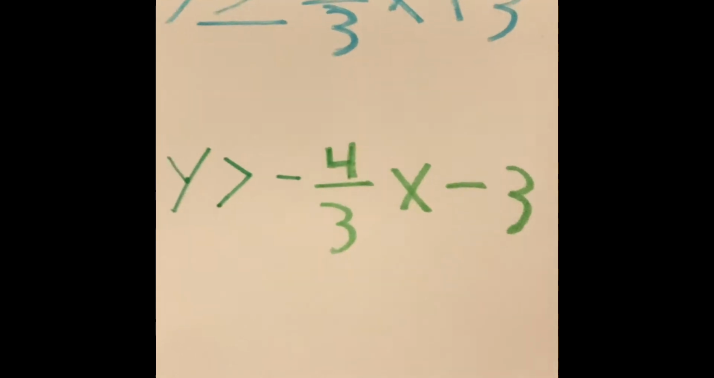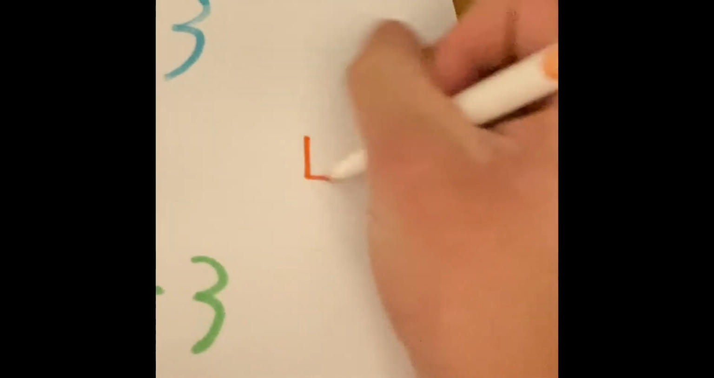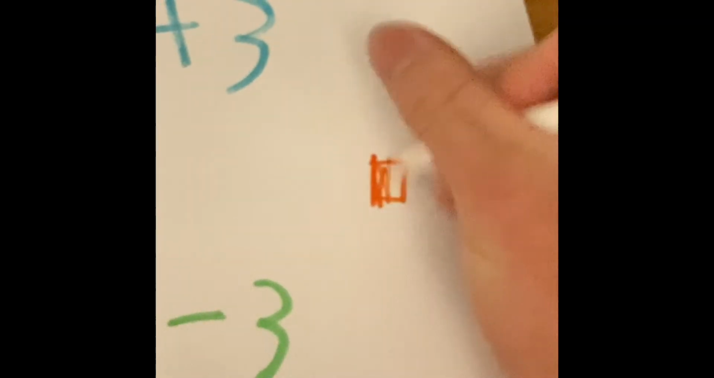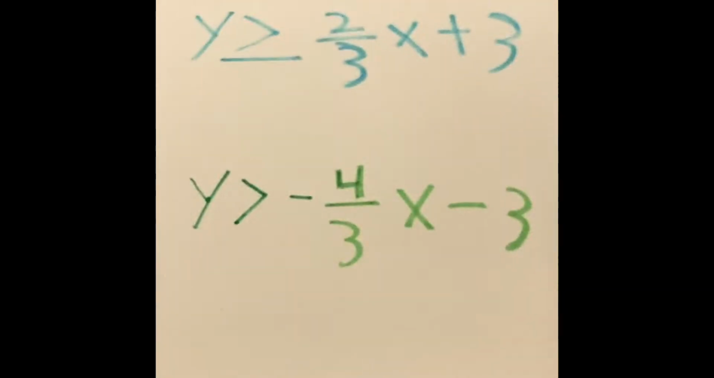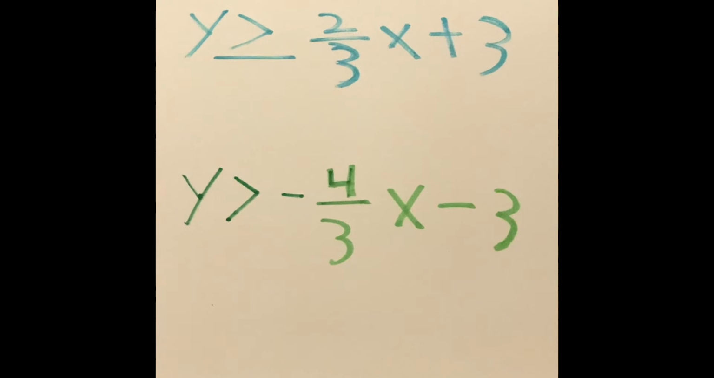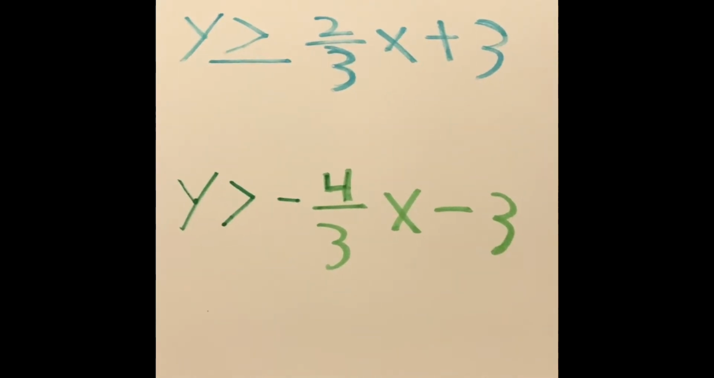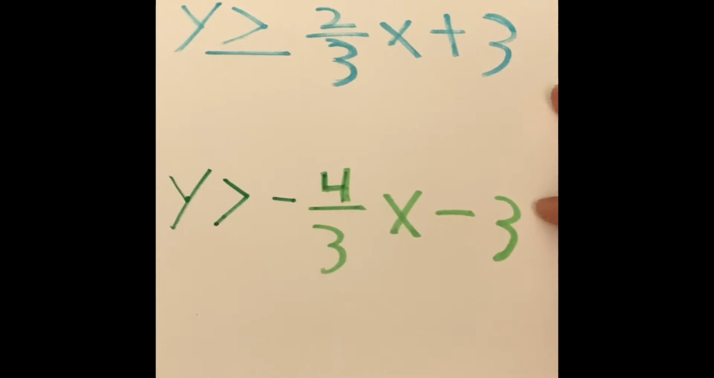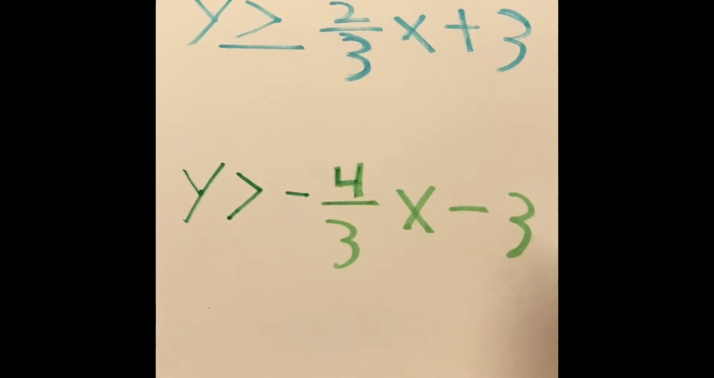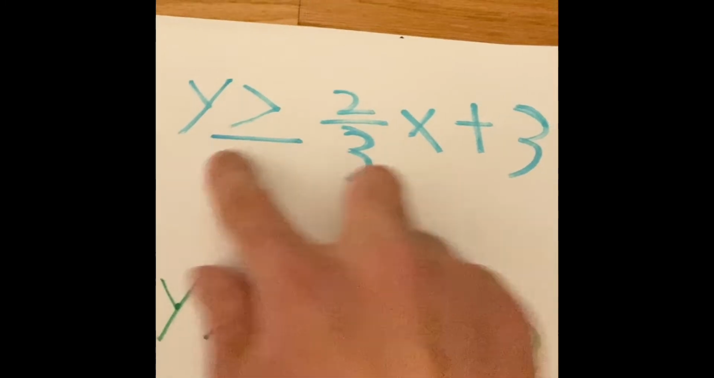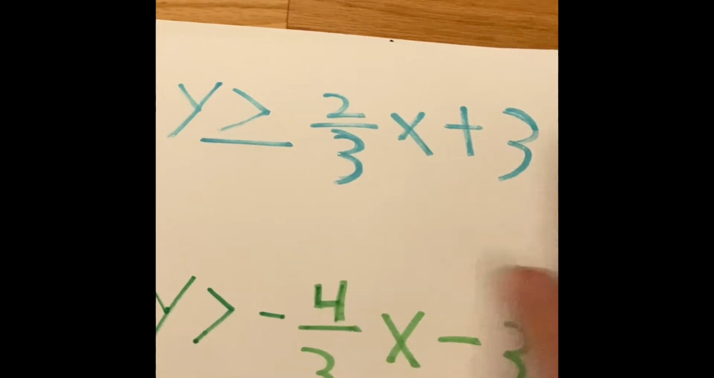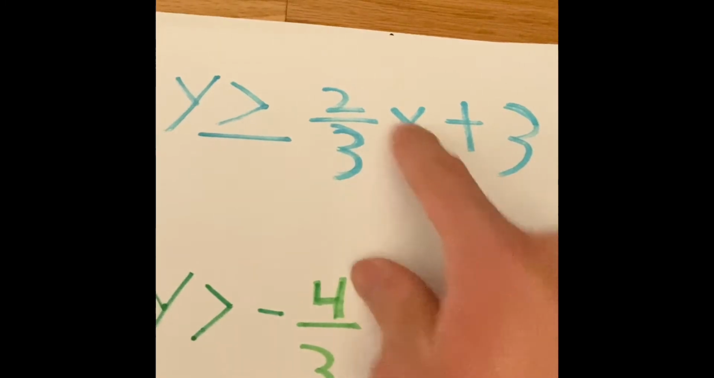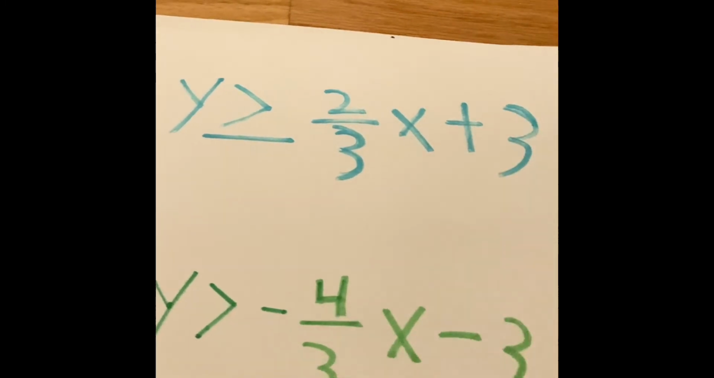When you have an area that is shaded and it is true for both of the equations, that tells you that any point in that shaded area makes the equations true and represents the values for x and y. Let's graph the first equation, the blue one. Y is greater than or equal to 2 over 3x plus 3.